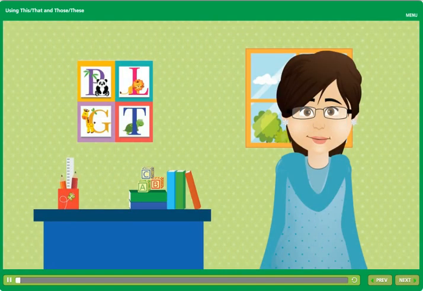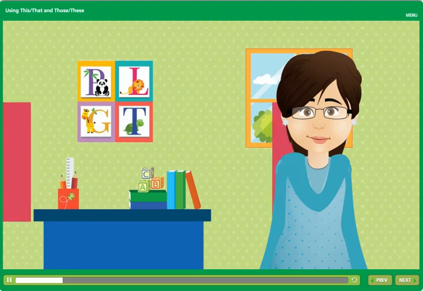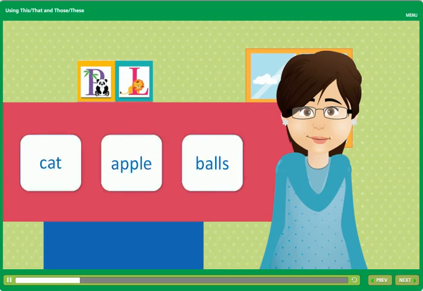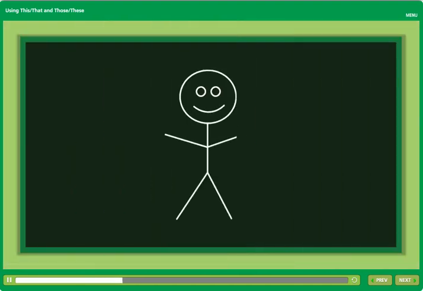Play the drawing and guessing game with your students to practice the use of this, that, and these, those. Make a few cards with easy to draw nouns on them. Cat, apple, balls, bags, pencils, house, etc. Remember to have both singular and plural nouns. Make a stick drawing on the blackboard and then ask a student to come and pick out a card.